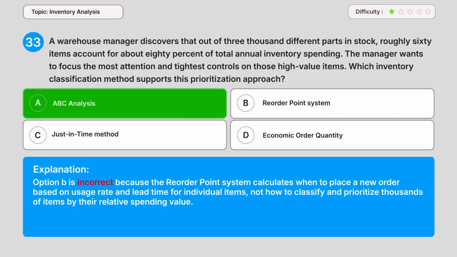Option B is incorrect because the reorder point system calculates when to place a new order based on usage rate and lead time for individual items, not how to classify and prioritize thousands of items by their relative spending value.